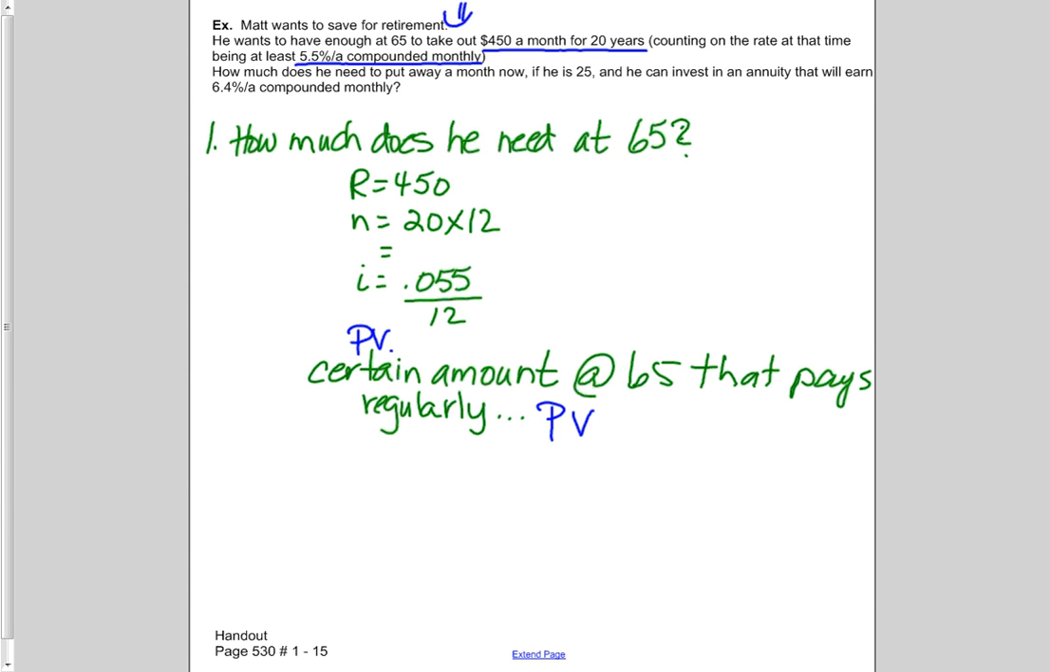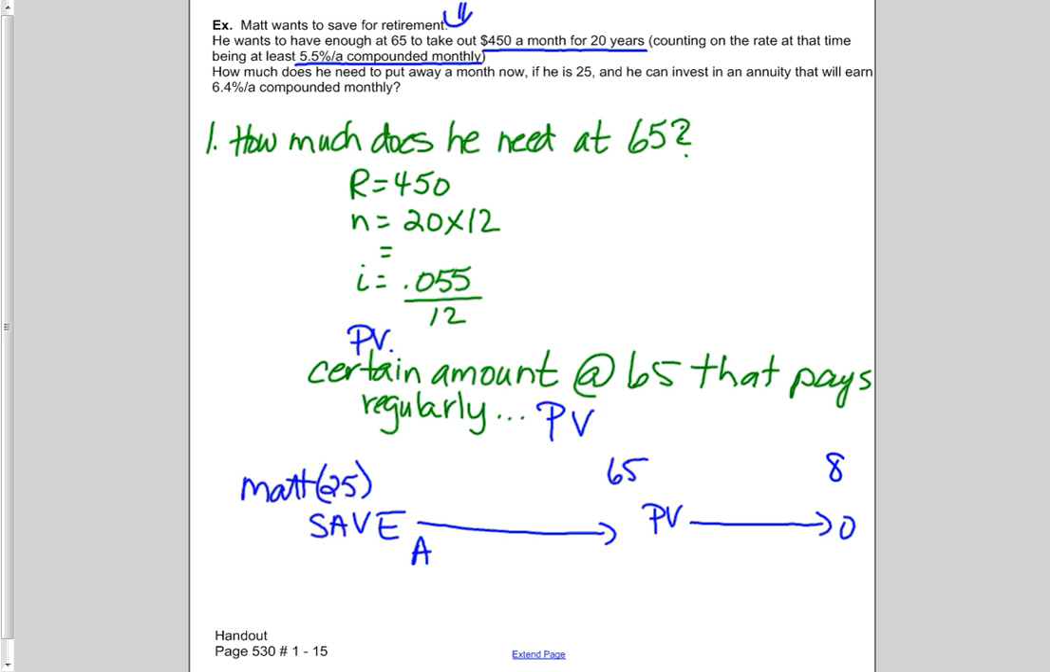So if you like pictures, Matt is 25 years old. This is the now. He's going to save until he's 65. That will be an amount problem. When he is 65, he wants a present value problem to figure out how much he can live on until he is 85. We're starting right here. We need to know that present value so we can figure out how much we need to save to get there.